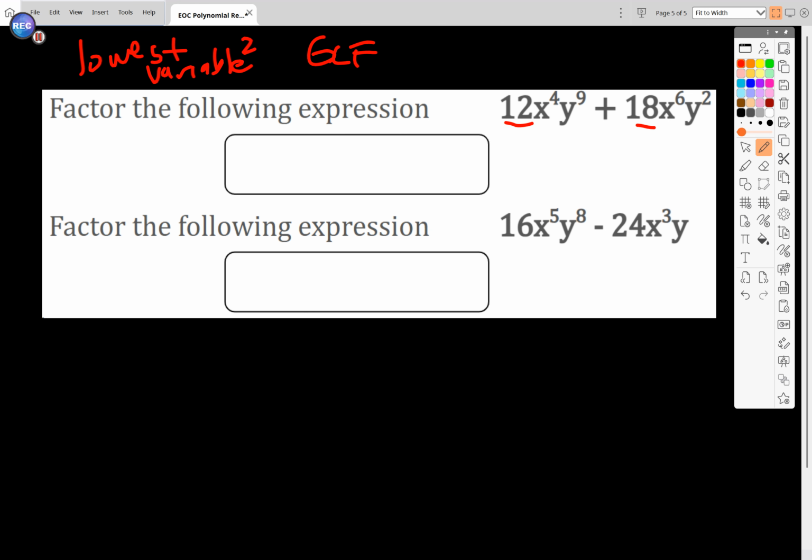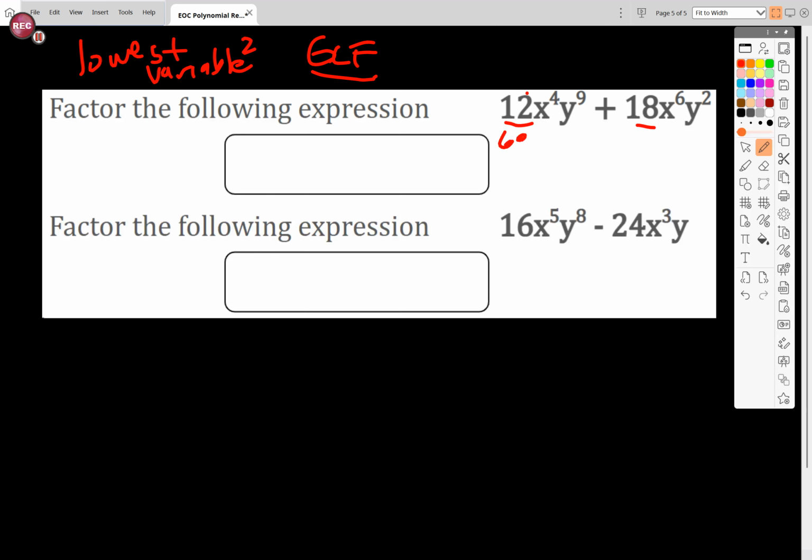So think about it. What do they have in common? It can only be the lowest amount of x's that they both have, because common means they both have it. So if one has 100 and the other one has 2, you can only take out 2. So that's the concept for the variables. Let's do the coefficients first. 12 and 18. All right, they're both divisible by 2, but that's not the greatest common factor. You have to get the biggest factor that goes into both, which is 6.